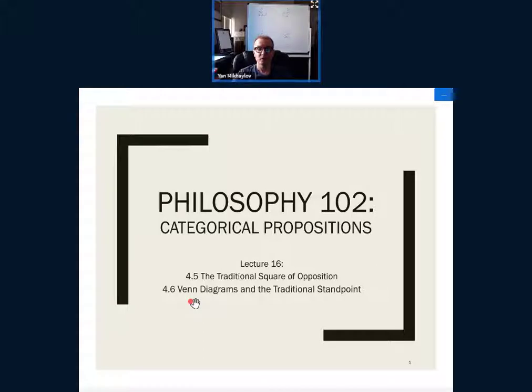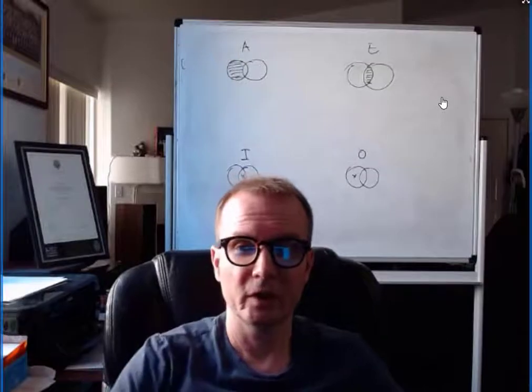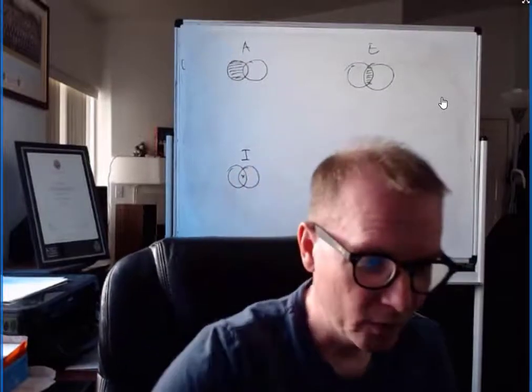But 4.5 and 4.6 are kind of important, and they build on the stuff we did before. In particular, remember what we did last time? We did what is known as the Boolean standpoint. Boolean gives us the modern square of opposition. How did the modern square of opposition work? Well, let's actually refresh the stuff we did last time in case you forgot.